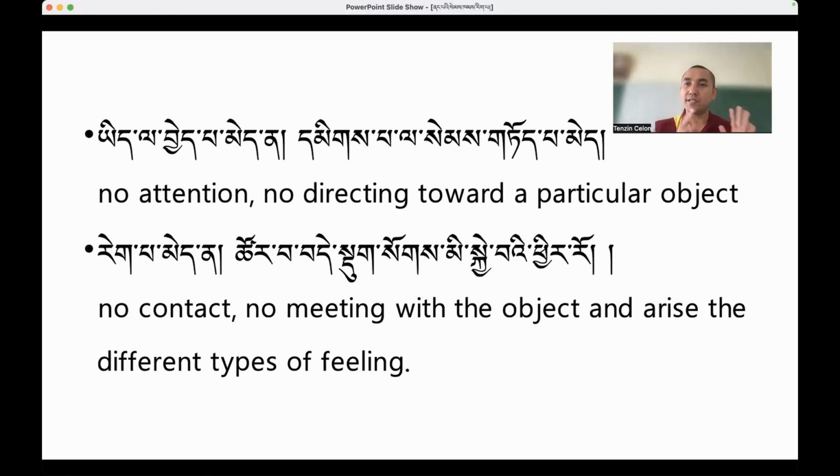So these are the 5 omnipresent mental factors. I have finished discussing them now. In my next video, I will discuss the 5 mental factors with determinate objects.